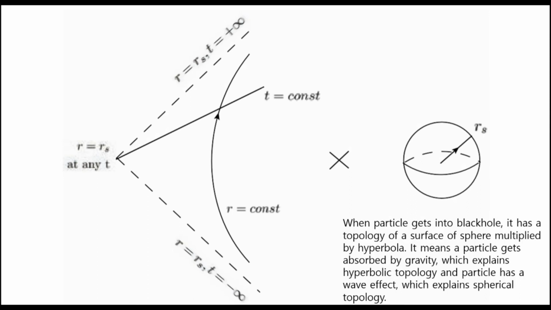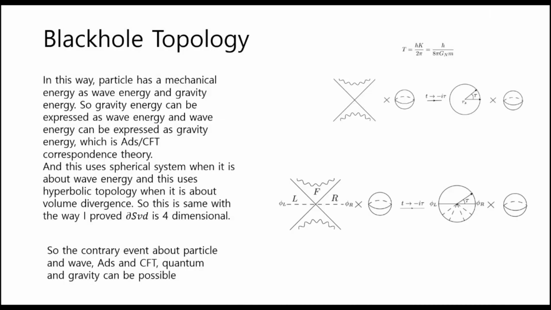When a particle gets into a black hole, it has a topology of the surface of a sphere multiplied by a hyperbola. It means a particle gets absorbed by gravity, which explains the hyperbolic topology, and the particle has a wave effect, which explains the spherical topology. Black hole topology.